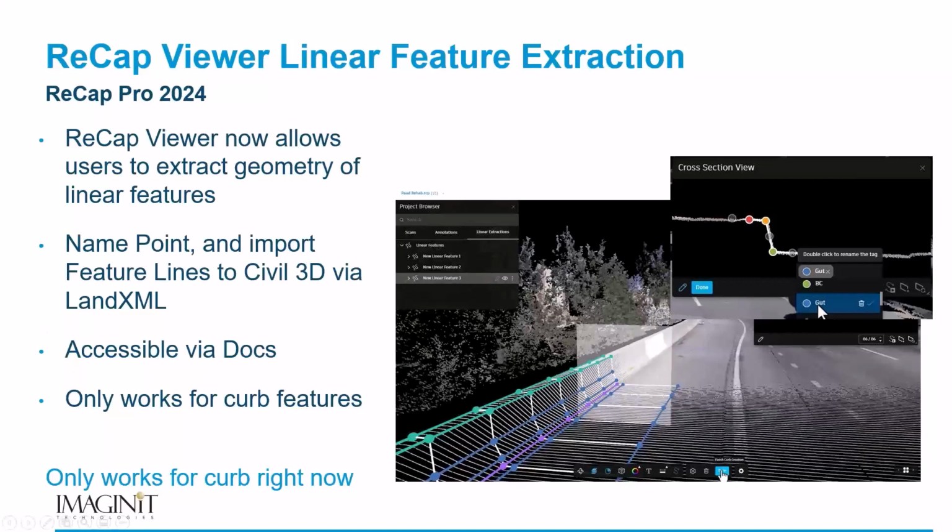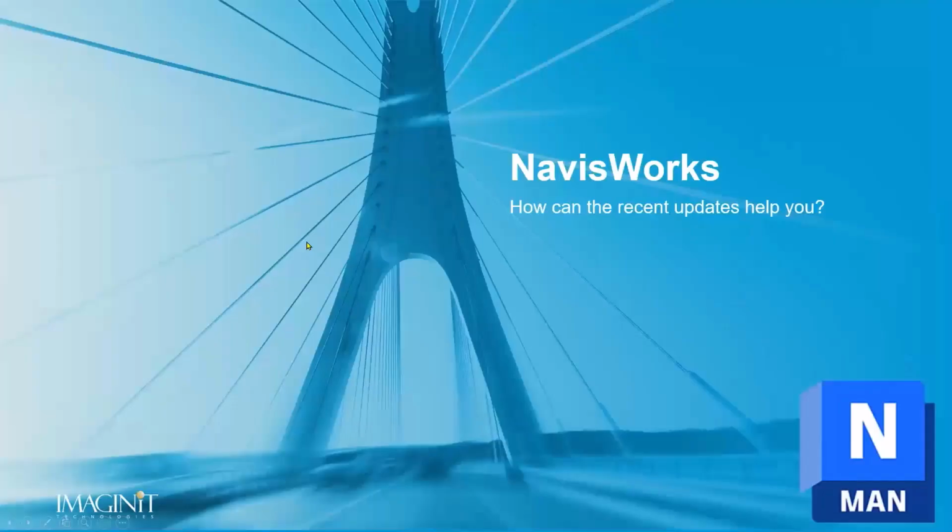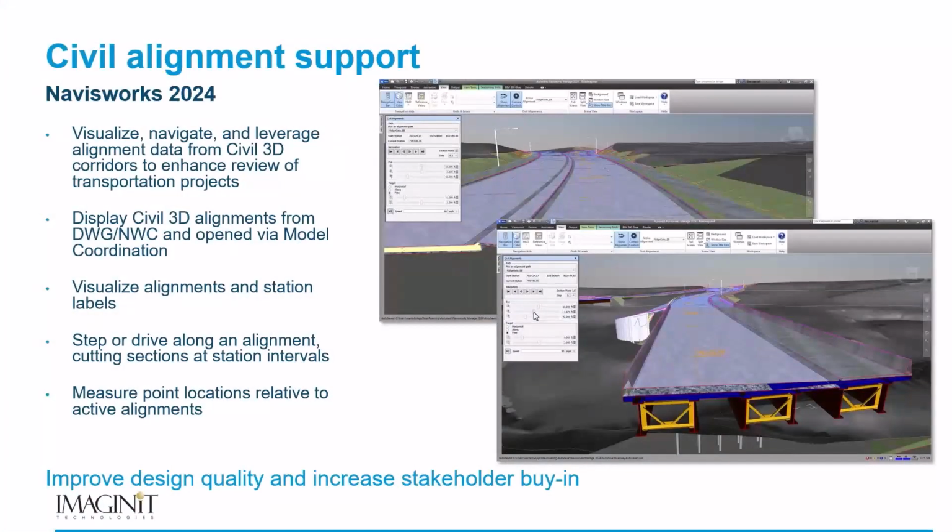All right, let's see what else we have going on here. Navisworks. Not a lot of people are using Navisworks, but it's a great platform to bring a lot of design data together. And it works great to visualize and get a sense of what's happening. The newer feature in 2024 is the fact that we're now able to really leverage alignment data from Civil 3D, so it understands station and offset.